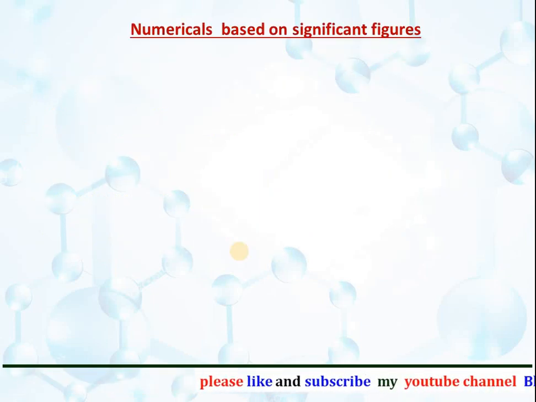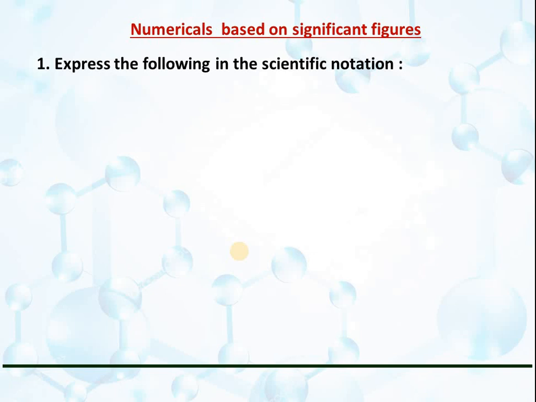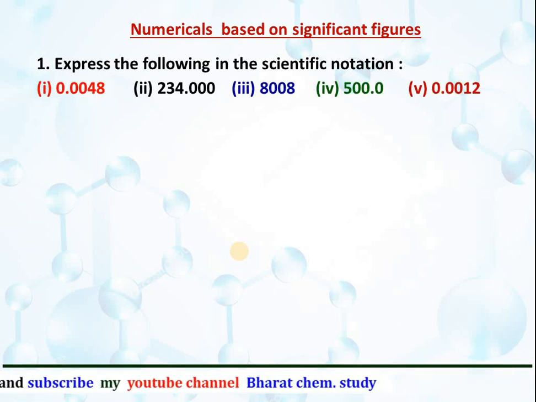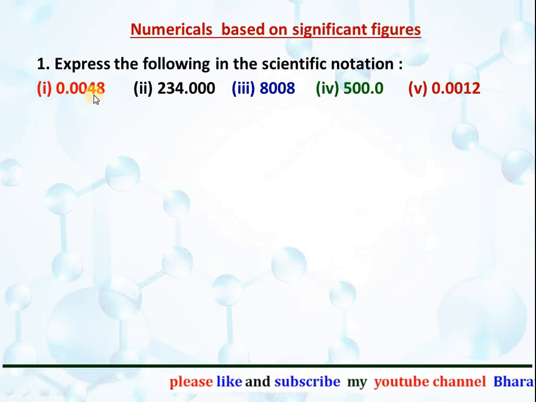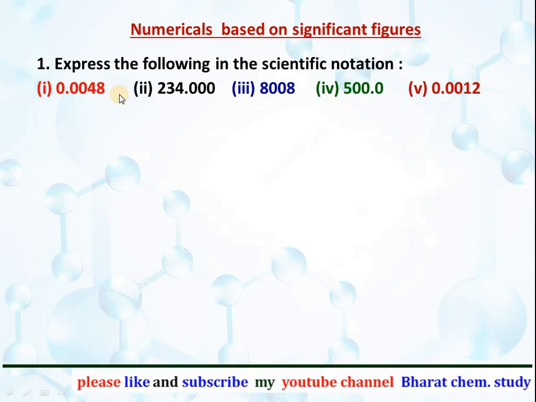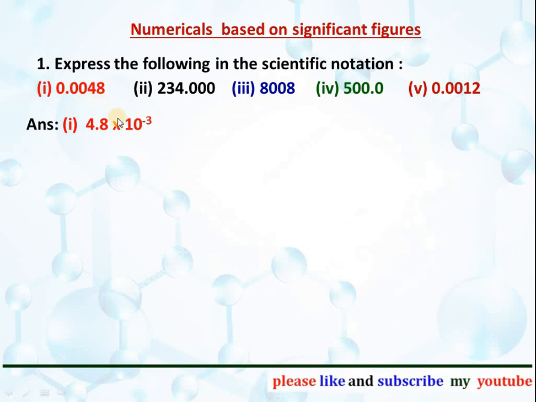Now, numericals based on significant figures. First, express the following in terms of scientific notation. First is 0.0048. Here the decimal is to be placed after the first non-zero digit, that is 4, and we have to shift the decimal 3 digits towards the right. So the answer will be written as 4.8 into 10 to the power minus 3. Because we displaced the decimal 3 digits to the right, that's why the power becomes minus 3.